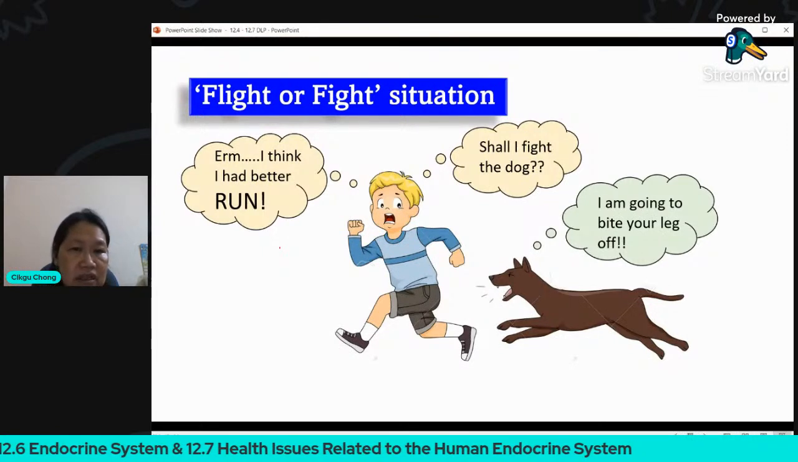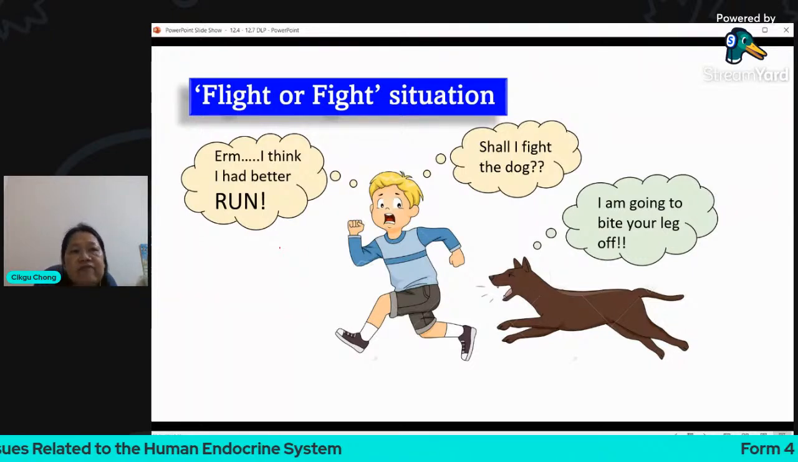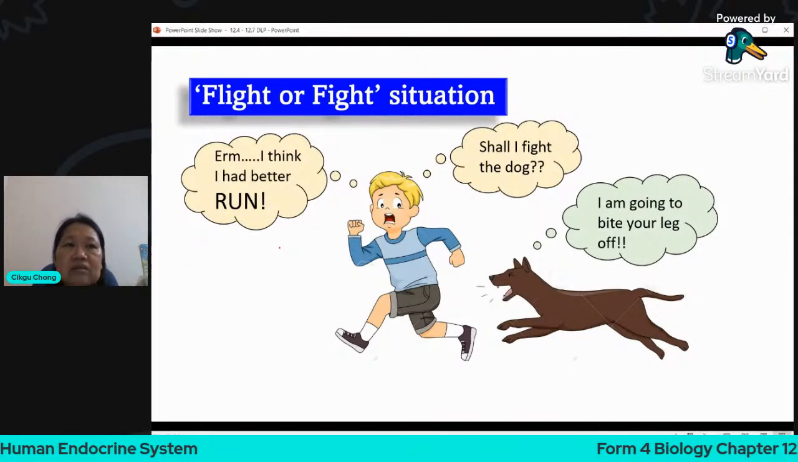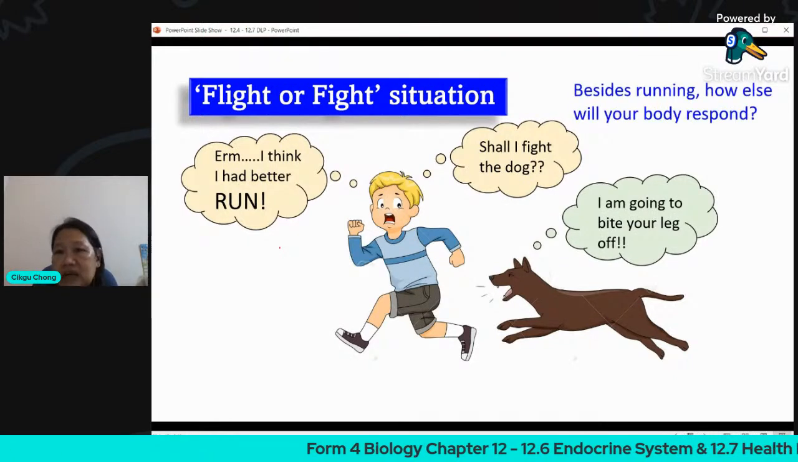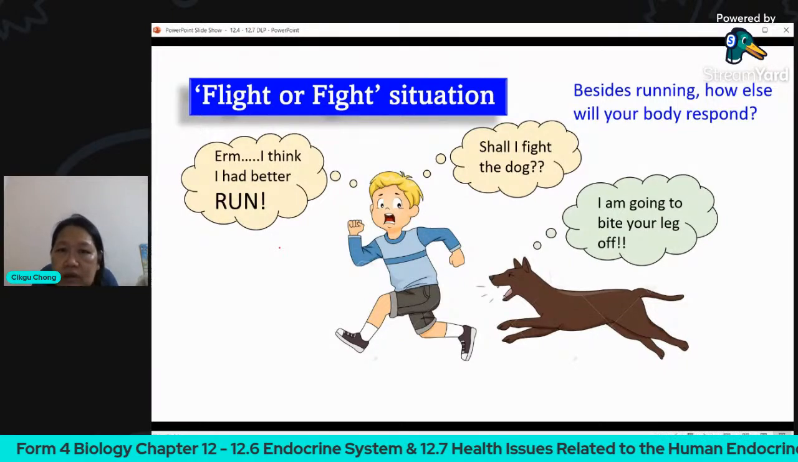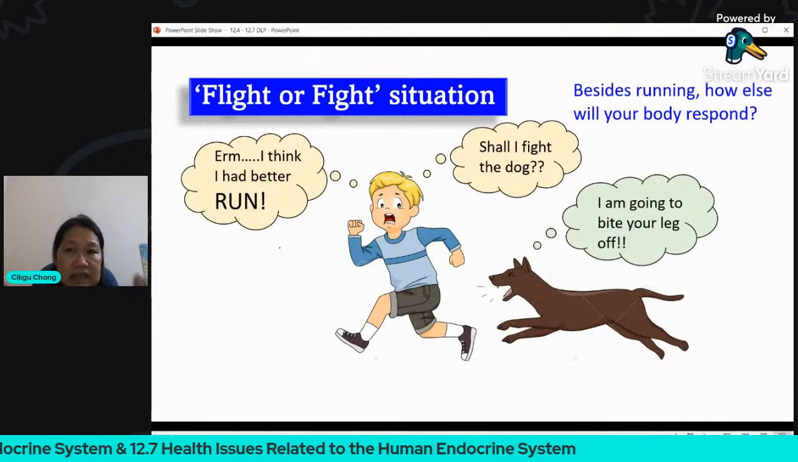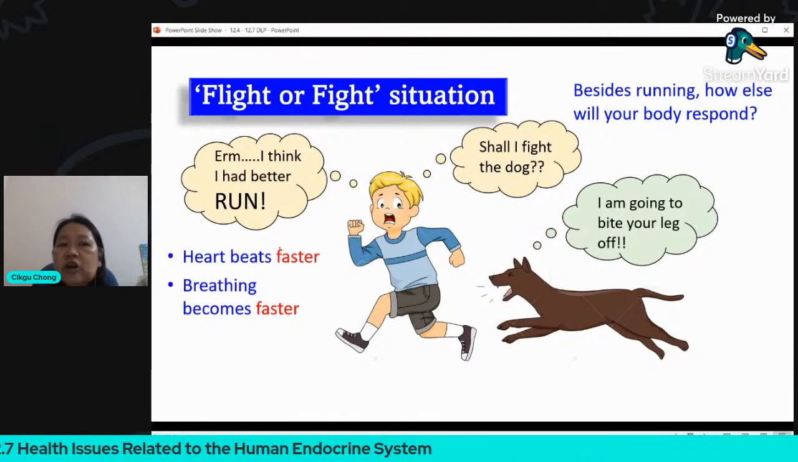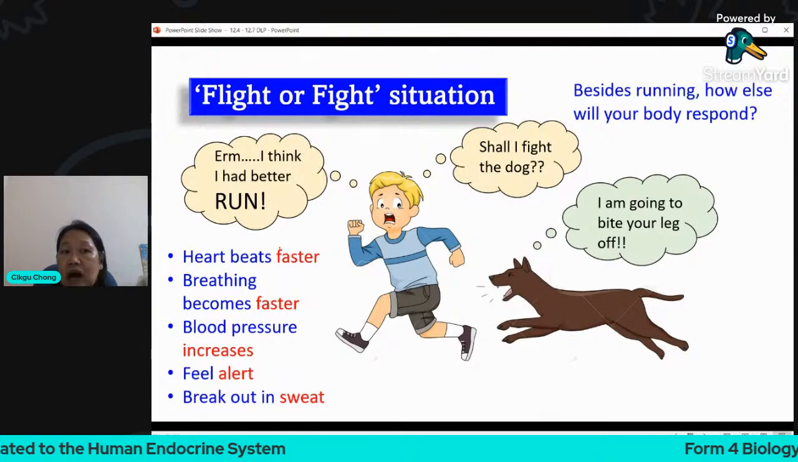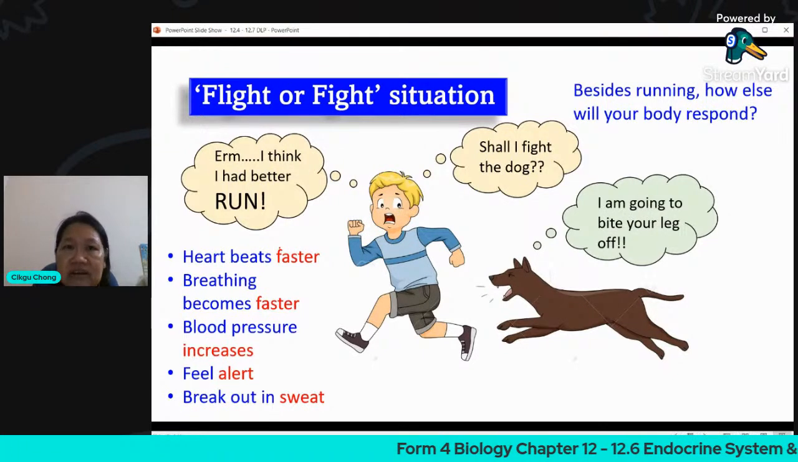Either I'm going to stay there and fight you, or I'm going to take flight, which means to go away, to fly. In the end, I run. Now, besides the boy running away, how else do you think the body will respond? Imagine you are the boy. Of course, you feel very scared. You may break out in a cold sweat. A lot of things happen to you at the same time. Your heart will beat faster, your breathing becomes faster because you're very anxious and scared, and your blood pressure will increase.